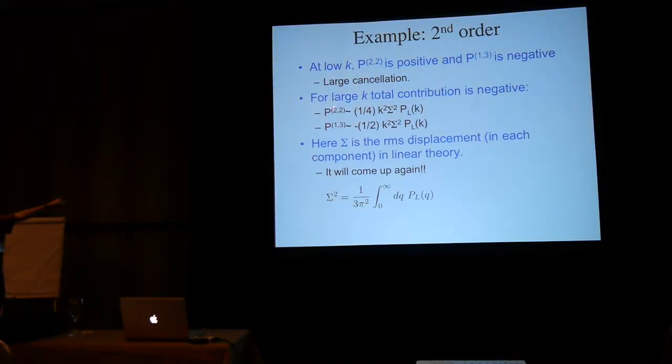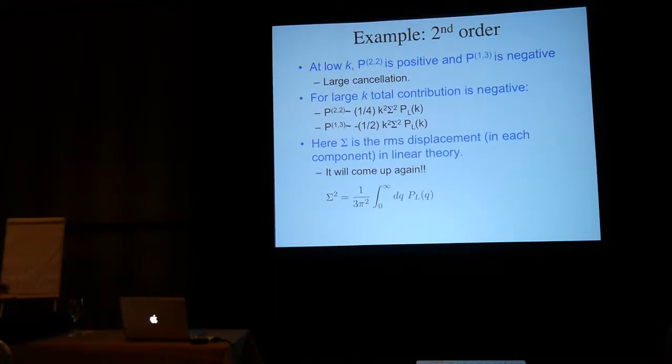If you actually look asymptotically, it turns out that both p22 and p13 end up looking like the following. They go as k squared times this sigma squared, which I'll talk about in just a second, times p linear of k. So I'll remind you again of this in a little while, that asymptotically these corrections end up going as k squared times a number times p, right? And that will become important. But here, the problem is that p22 goes as 1/4 with a plus sign, p13 goes as -1/2, and so the sum of these things goes as -1/4, and so it's negative, and that's bad.